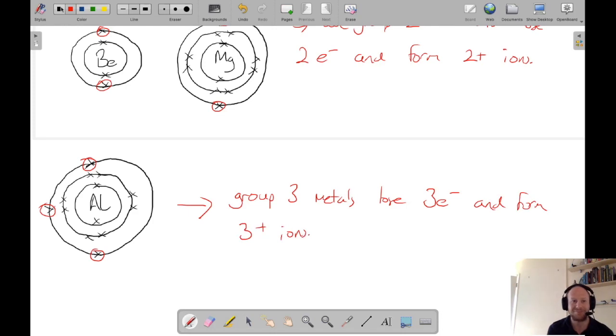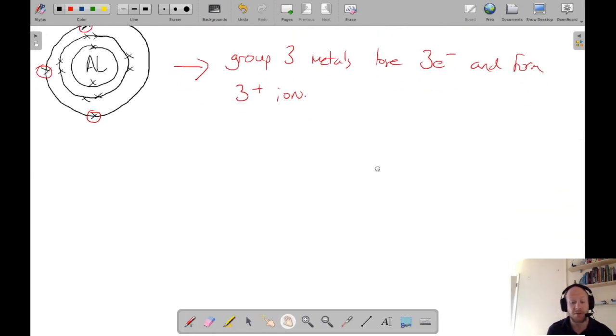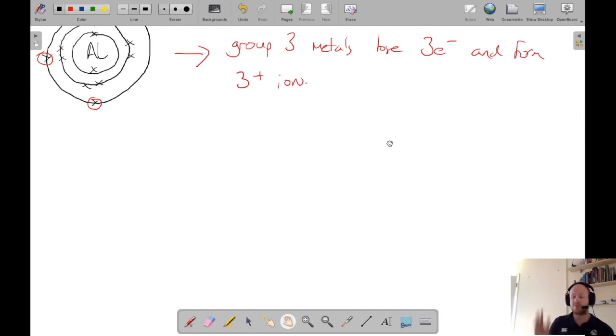Now, there are some other metals, some positive ions that you do need to know about. Some of them you won't be able to just predict from where they are on the periodic table. These ones you do just need to learn. They're not easy to learn. There's not really a pattern to them. You just have to keep on reminding yourself of these.